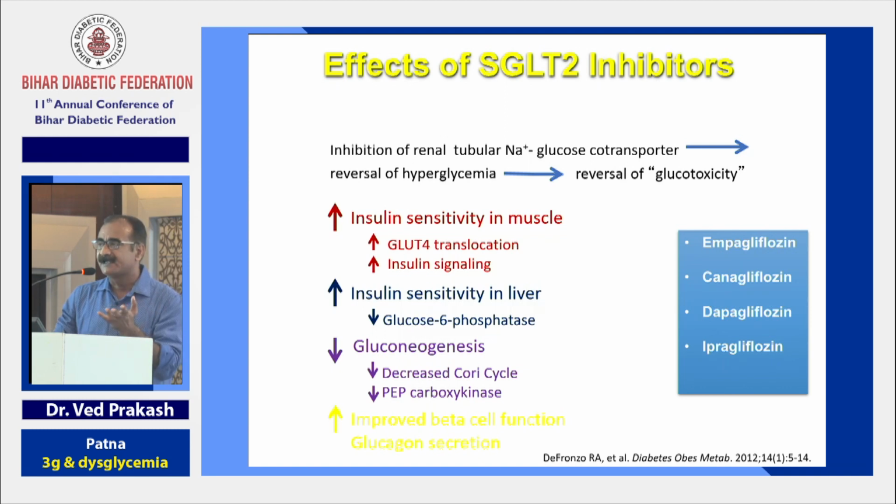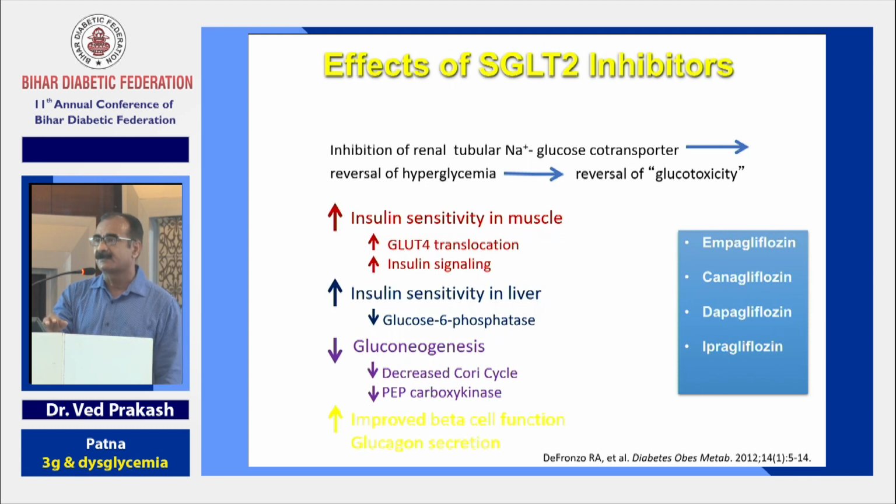So another drug I just want to highlight here is the effect of SGLT2 inhibitor on the glucagon. We all know that SGLT2 inhibitor inhibits the glucose reabsorption from the kidney. Besides that, there are other mechanisms of action of SGLT2 inhibitors, like it increases the insulin sensitivity in the muscle by increasing GLUT4 translocation and insulin signaling. It also increases the insulin sensitivity in the liver by decreasing glucose 6-phosphatase enzyme. It decreases the gluconeogenesis, and besides this, it also increases the glucagon secretion.